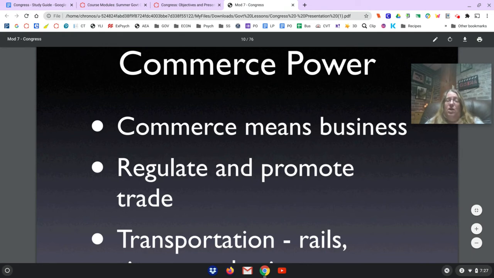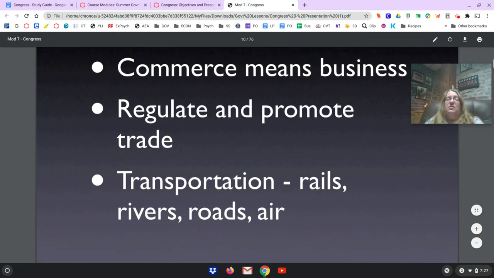Please make sure you note that any type of dealings with transportation, our railroad system, our river system, our interstate road system, our air traffic system, those are all part of commerce powers, because those commerce powers do definitely help businesses.